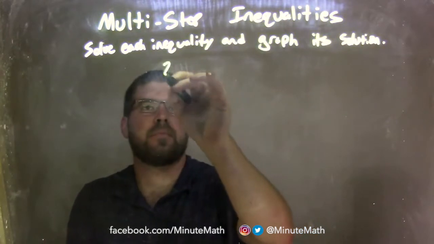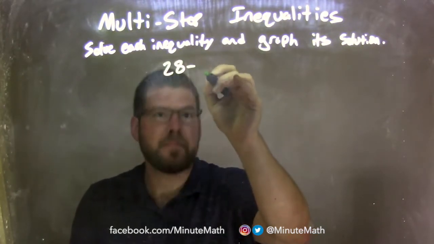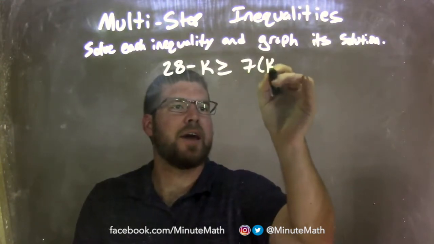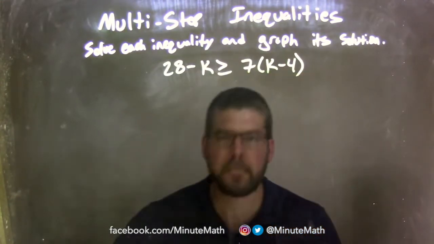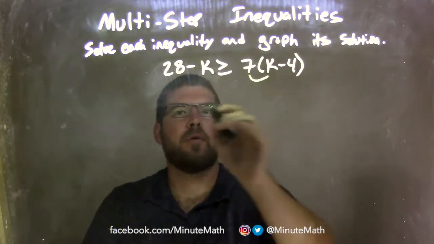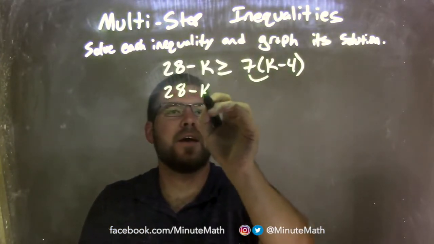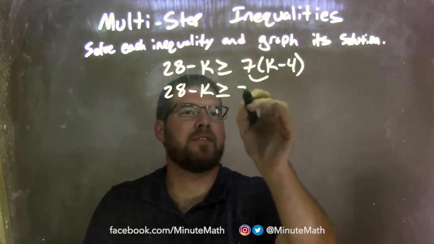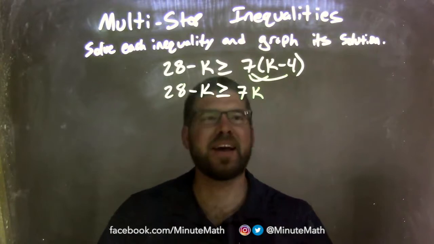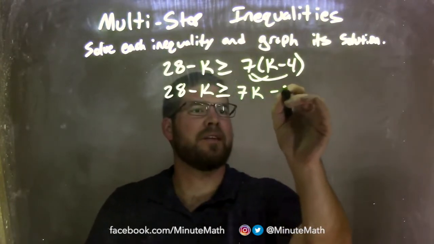28 minus k is greater than or equal to 7 times (k minus 4). Okay? Well, first thing, I'm going to distribute the 7 across to both parts. So we have 28 minus k here is greater than or equal to 7 times k is 7k. And 7 times negative 4, this comes out to be negative 28.